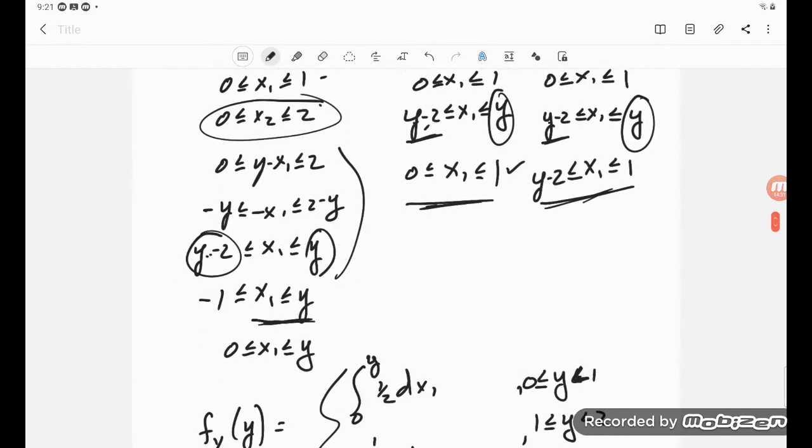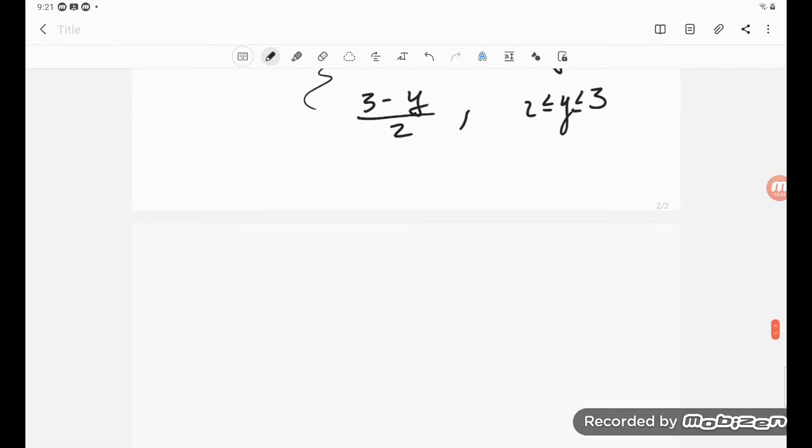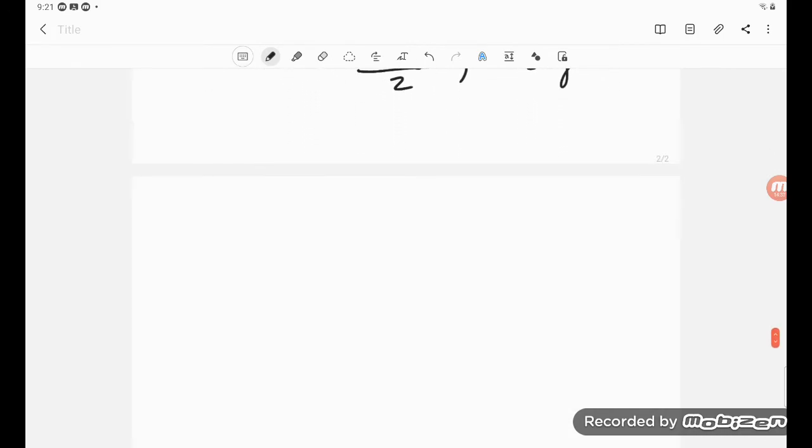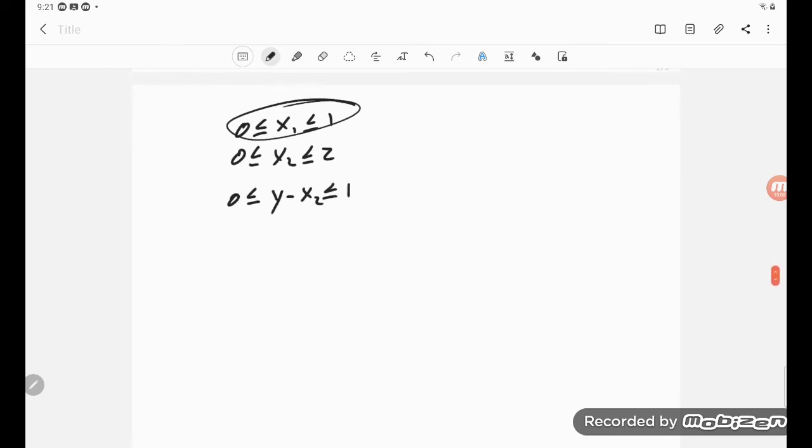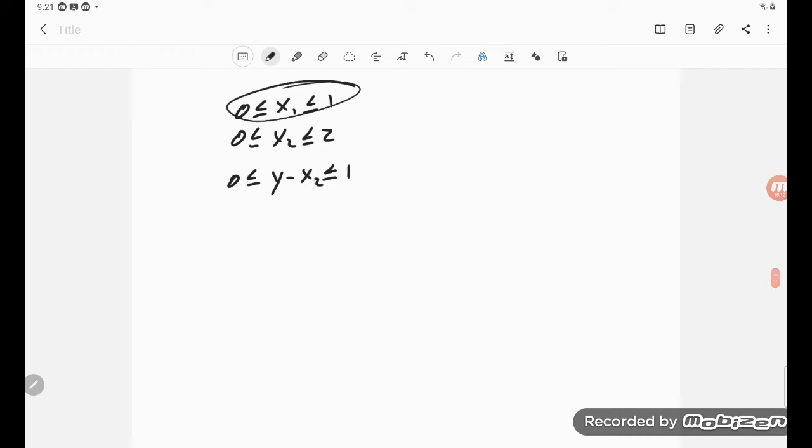Okay, so if we're integrating with respect to x2, we have the same sort of thing, but now when I look at these, 0 is less than or equal to x2 is less than or equal to 2. But now this is the one I have to change. And so I have 0 is less than or equal to x1, which is y minus x2, which has to be less than or equal to 1.